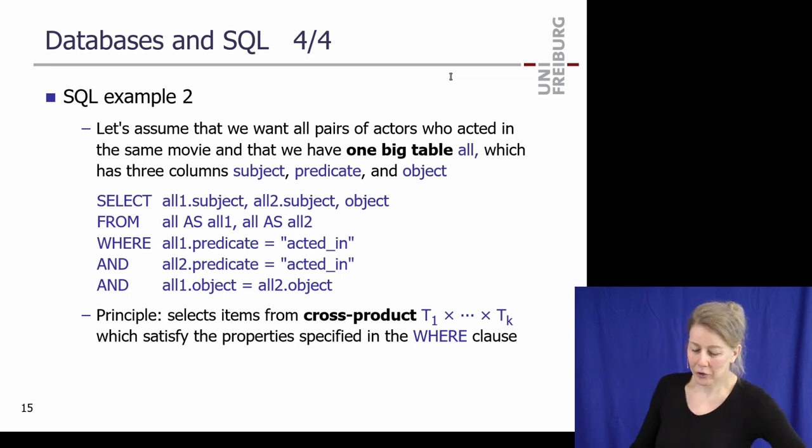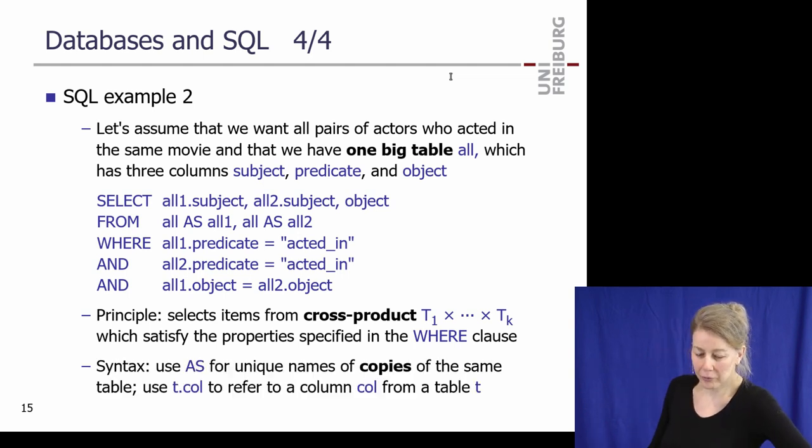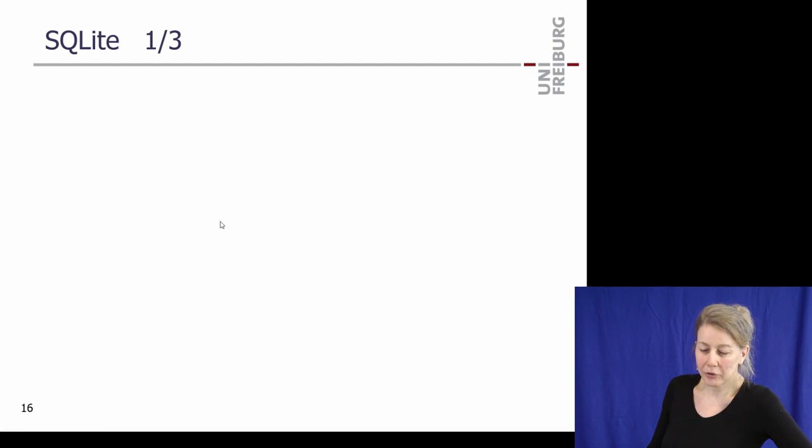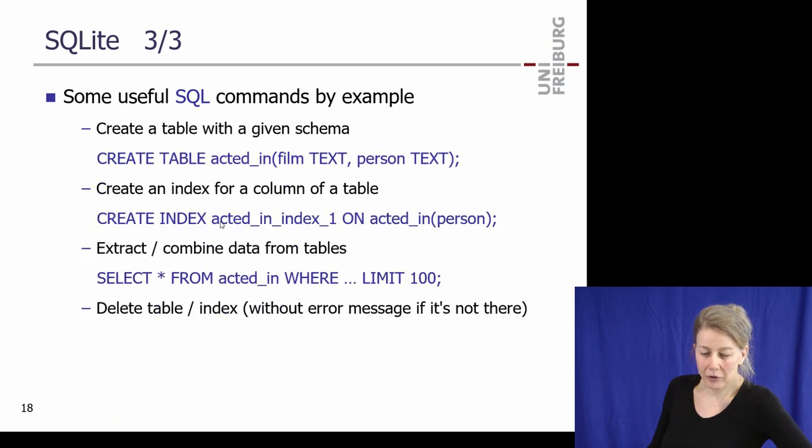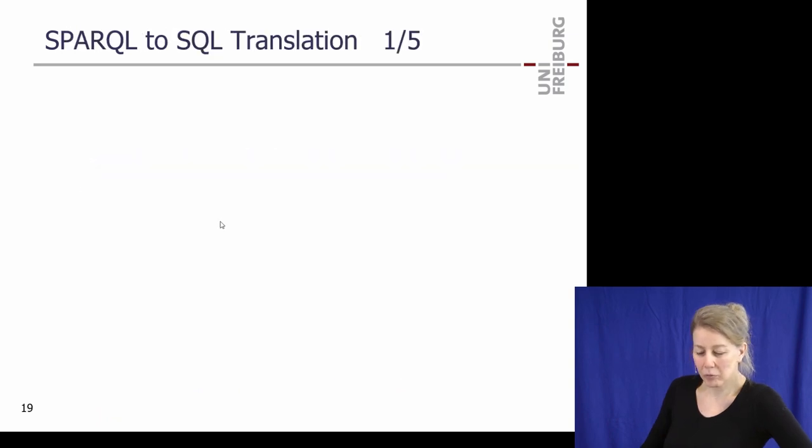So it's just the cross product, and we will talk more about the cross product in a second. And also note, I wasn't able to call it all because it was a reserved word. If you have copies of the same table, you can just write AS and write the same table again and give it a different name. So this was triples 1 and triples 2. So this we already talked about, some SQLite commands, and now this is what you need for the exercise sheet, and this we do after the break, so 5 minutes break.